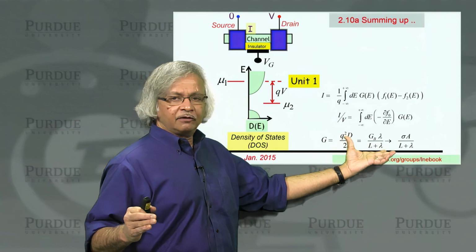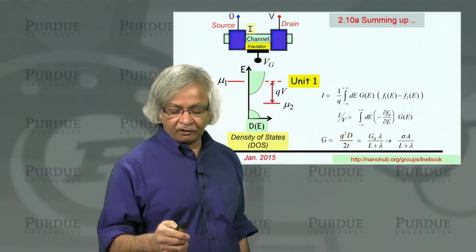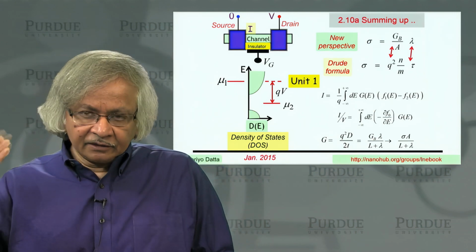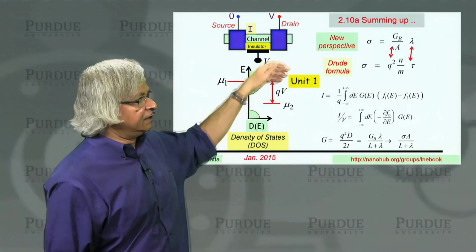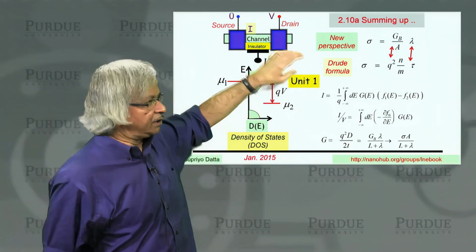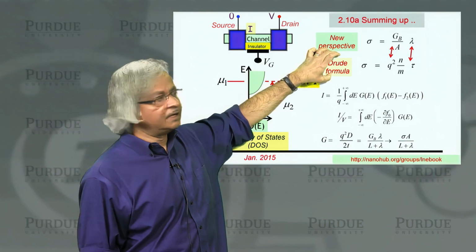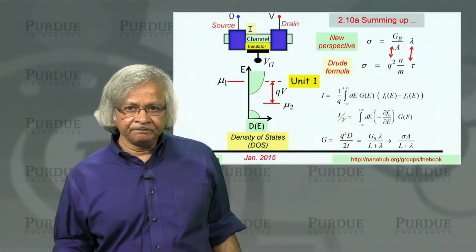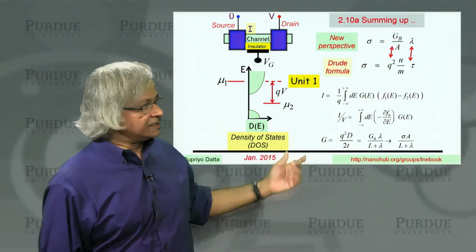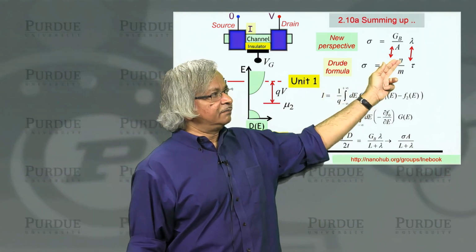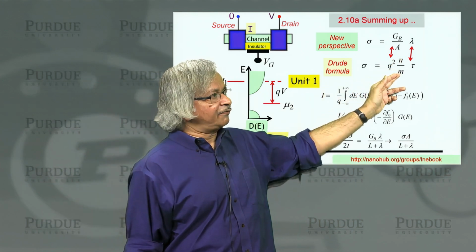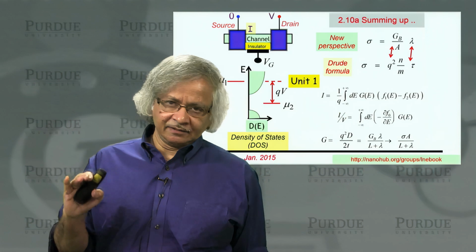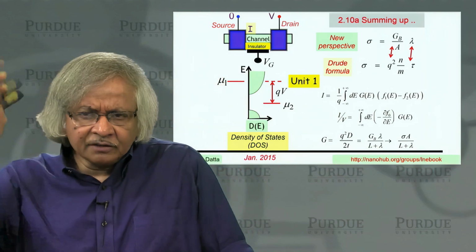And this way of looking at it then gives you a different expression for conductivity, which is what we call the new perspective. And to contrast that with what you normally learn starting from freshman physics or any textbook, usually it is this Drude formula. So in this new perspective, the conductance is ballistic conductance per unit area times the mean free path. Whereas in the Drude formula, it's free electron density, effective mass, and this mean free time. Right? And one of the objectives we had in this unit was to try to connect the two.